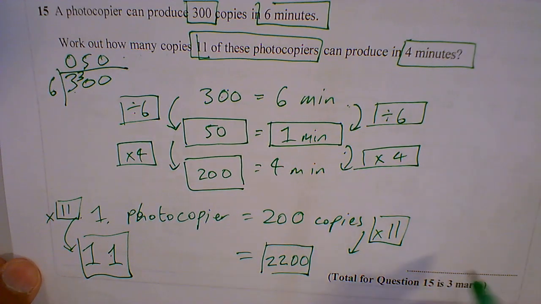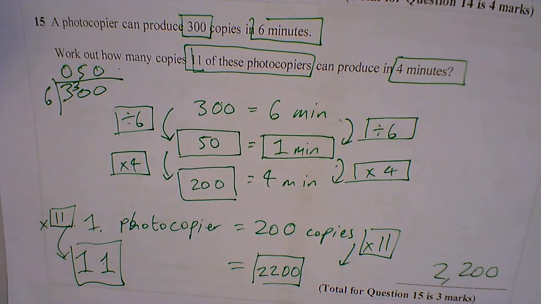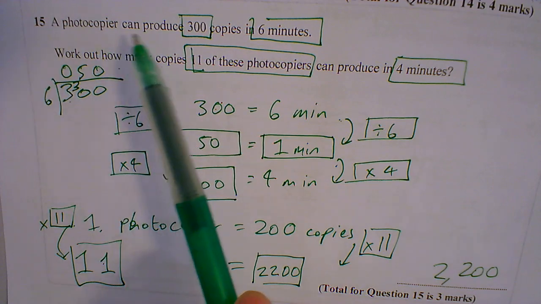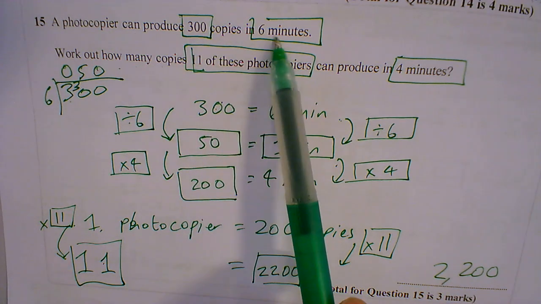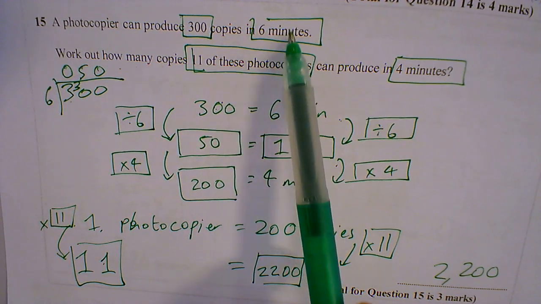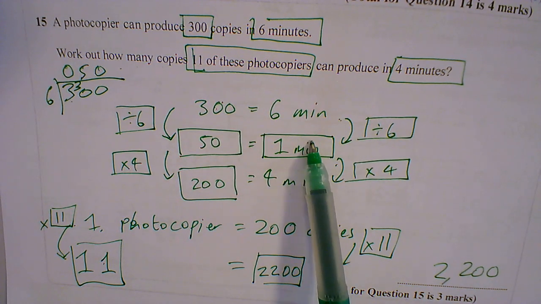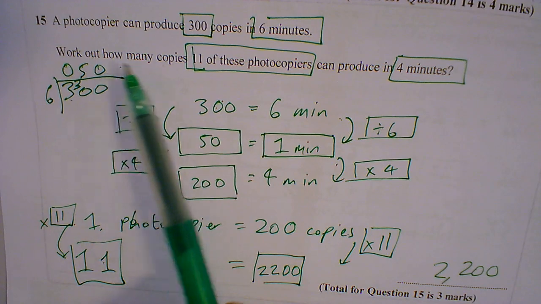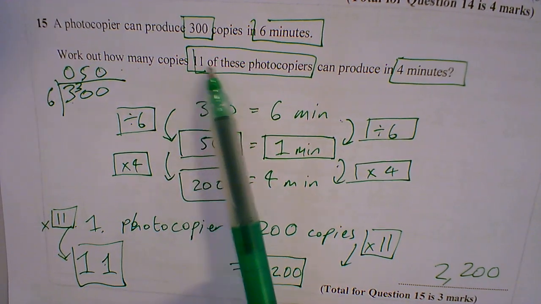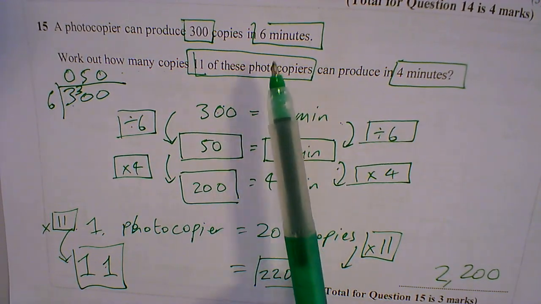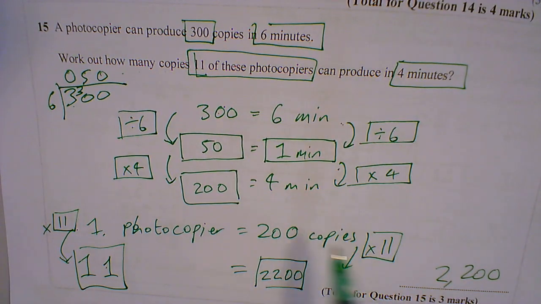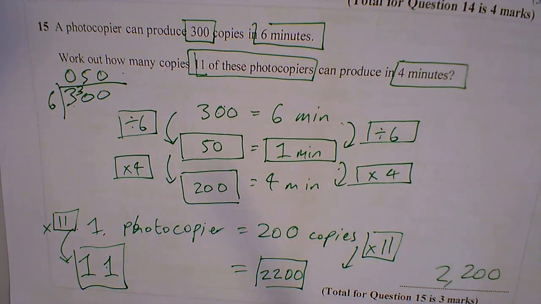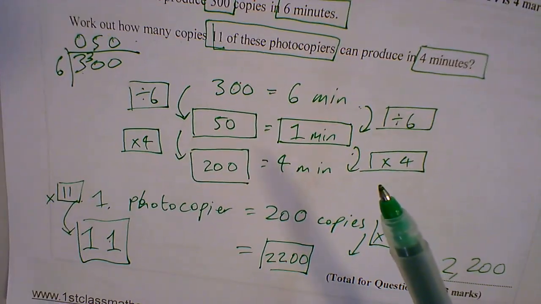So my final answer is 2,200 copies. Let me read the question, double check I've got everything correct. A photocopier can produce 300 copies in 6 minutes. So I've worked out what it is in 1 minute. Then I've worked out what it is in 4 minutes, which is 200. Work out how many copies 11 of these photocopiers can produce. So then I've multiplied it by 11. So I'm convinced that this is now the correct answer.